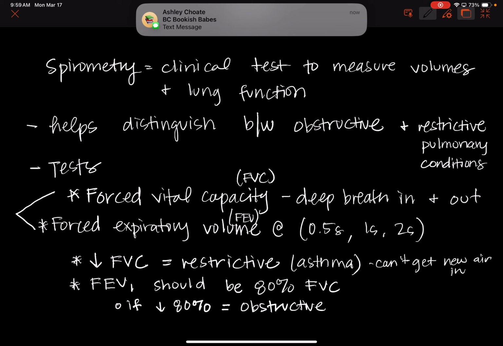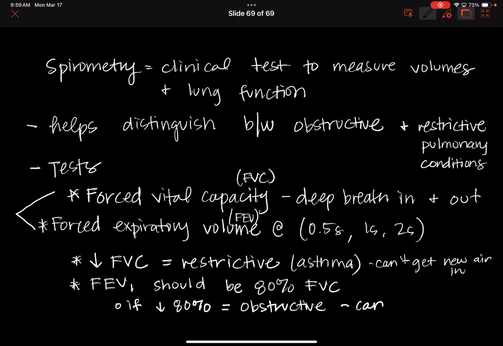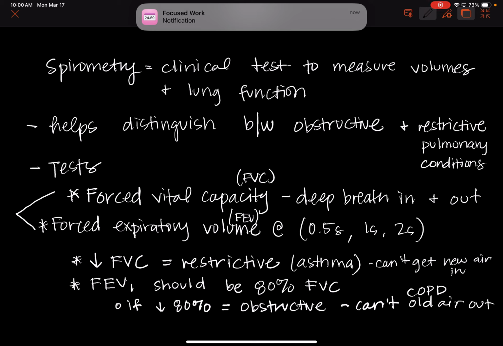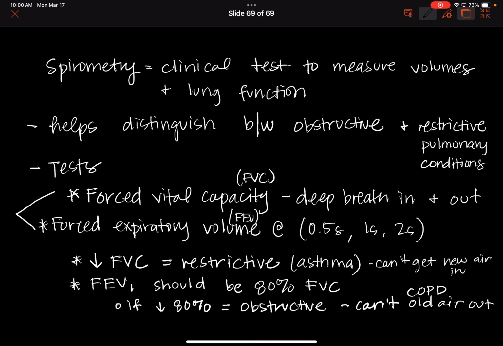that means that you have an obstructive pulmonary condition. And in this case, you can't get old air out. And this would be something like COPD, which could be chronic bronchitis, which could be emphysema, things like that. Go ahead. So again, you should be able to get the bulk of your air out in 1 second of forcefully exhaling. If you don't, that means that there's something obstructing that air from getting out. That means you do have chronic bronchitis or emphysema, some other form of COPD.